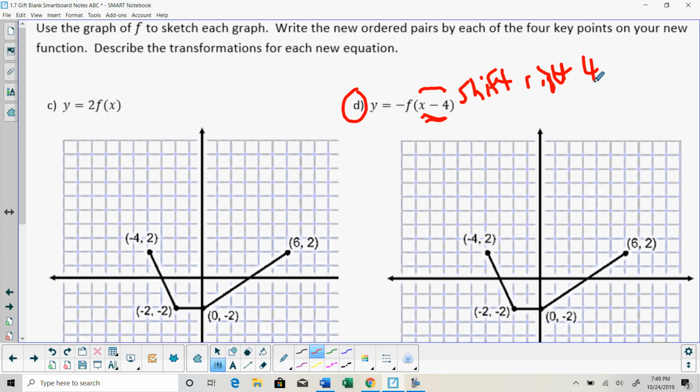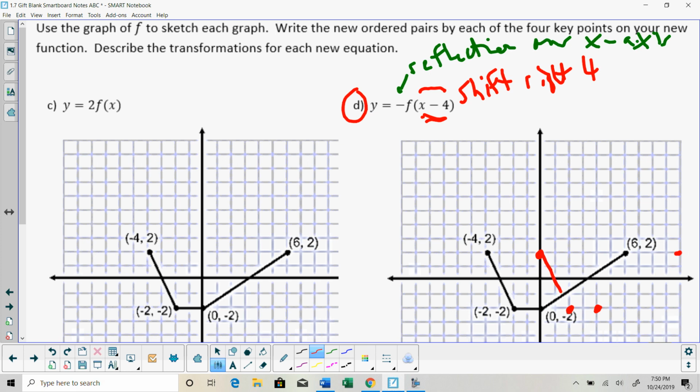Okay? And because we see this negative out in front, that's a reflection over the x-axis. All right, so if I shift all of these points to the right 4, (-4, 2) becomes (0, 2). (-2, -2) becomes (2, -2). (0, -2) becomes (4, -2). And (6, 2) becomes (10, 2).